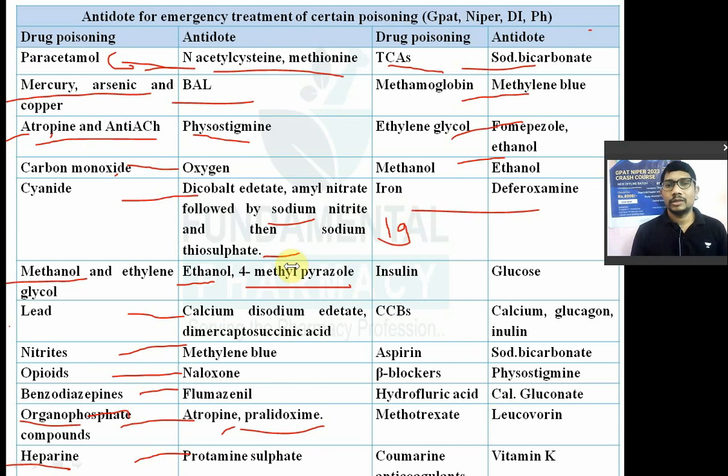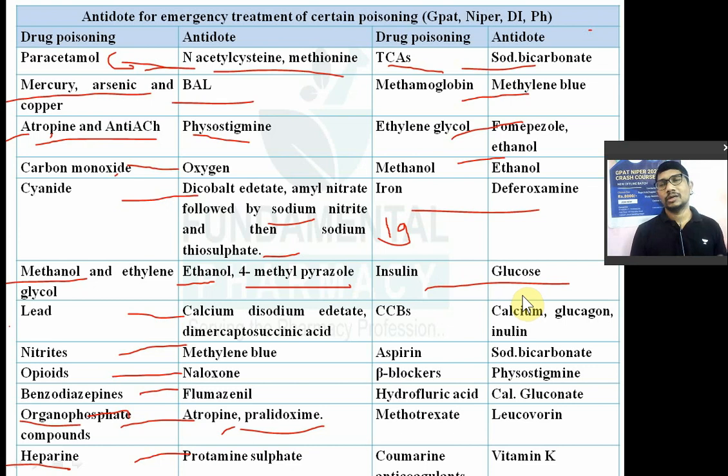Now in that case desferoxamine is the specific antidote. You have to remember, there was a question in the exam. Now in case of insulin, the antidote is glucose. What is insulin? It is a pancreatic hormone secreted by beta cells of the islets of Langerhans. The function of insulin is to utilize glucose, and it is used in diabetes mellitus, insulin-dependent diabetes. So in case of overdose of insulin or poisoning of insulin, glucose is used as an antidote.